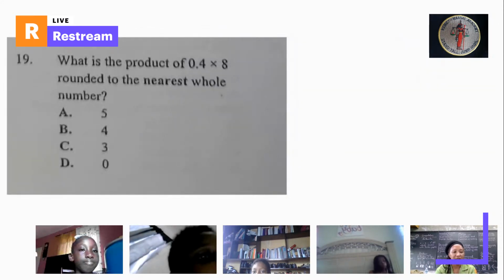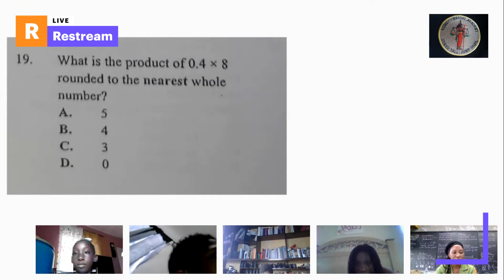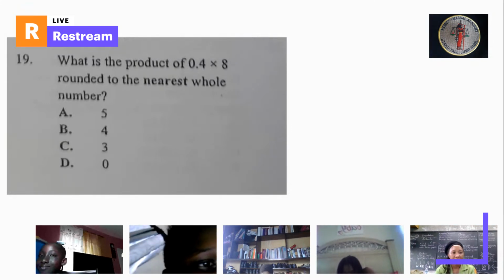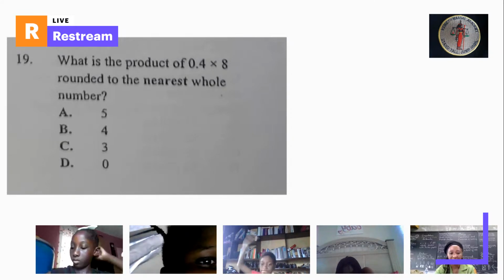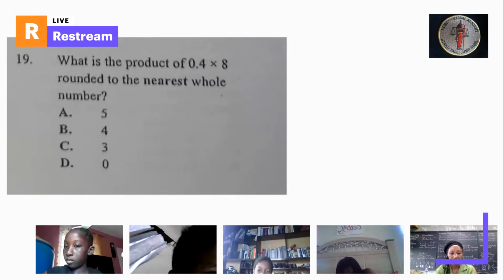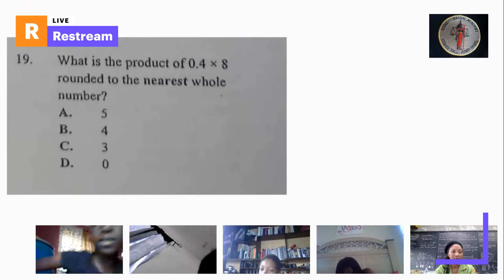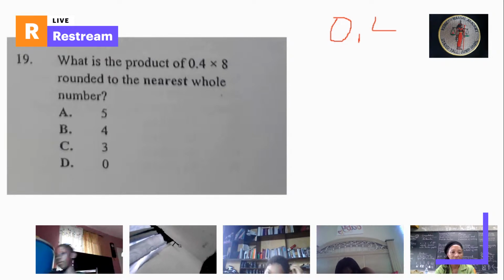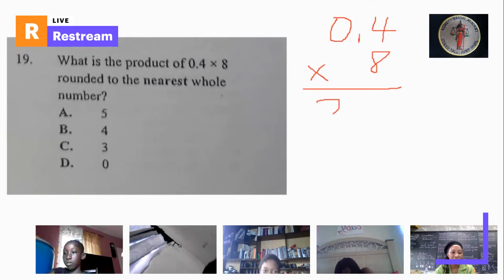Number 19, what is the product of 0.4 times 8 rounded to the nearest whole number? Miss, 3. C, 3. Because 0.4 times 8 would give you 3.2, and you round it to the nearest whole number. Since it's a 2, you wouldn't add anything. 4 times 8 is 32, and it's 1 decimal place. Yes. So you're saying because this is a 2, we would not add anything to the 3. Yes. So it's 3.